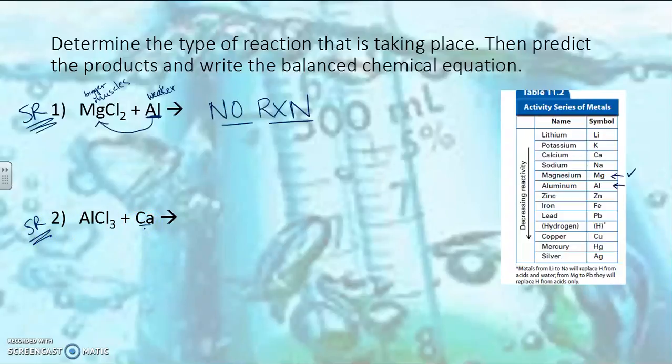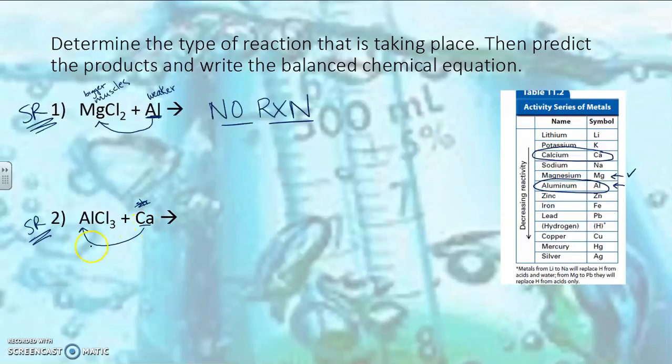Calcium is a metal, so it's going to try to replace the metal. It can't replace the non-metal. So we find calcium here, and we find aluminum here. Which one's higher on the list? Calcium is. So calcium's the one with the big muscles. It's stronger, right? It's more reactive.